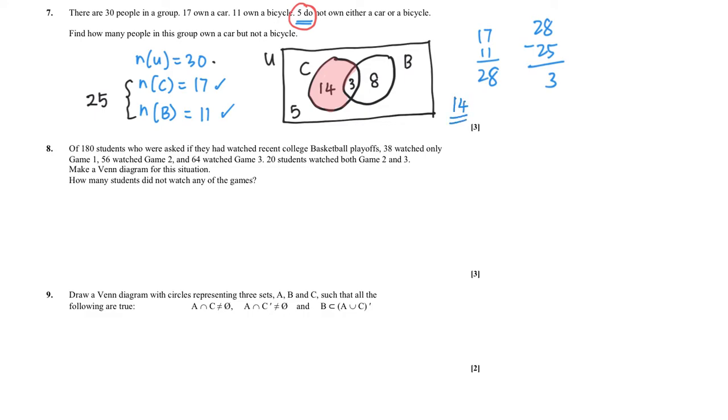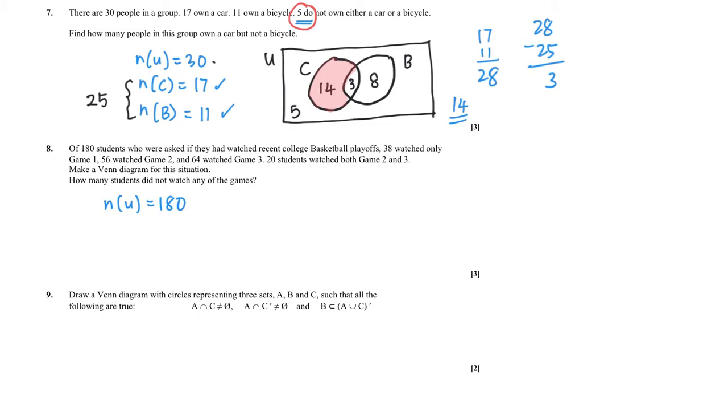Okay, so next question. 180 students were asked if they watch recent college basketball playoffs. So U is 180. And then they said 38 watch only game 1, 56 watch game 2, and 64 game 3. So we have 3 now. 20 students watch both 2 and 3. Make a Venn diagram for this situation. How many students did not watch any of the games? So they are looking for students not watching any.